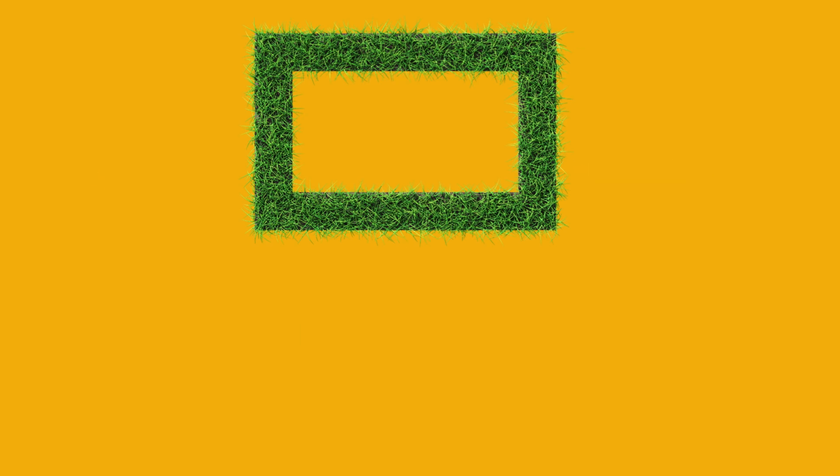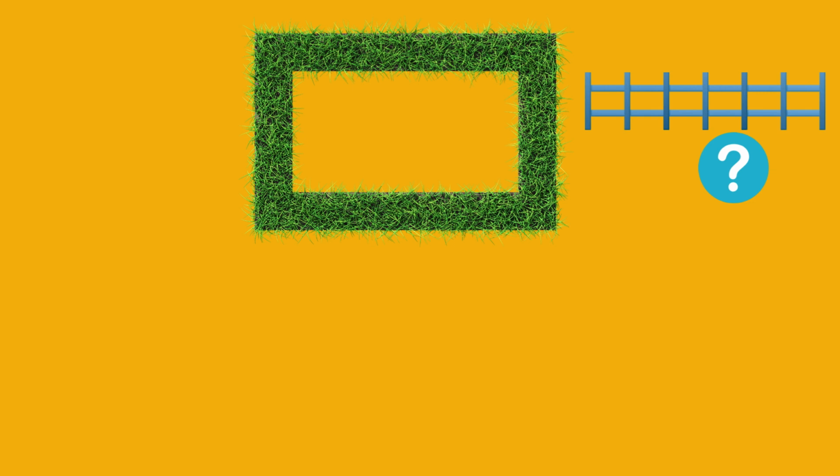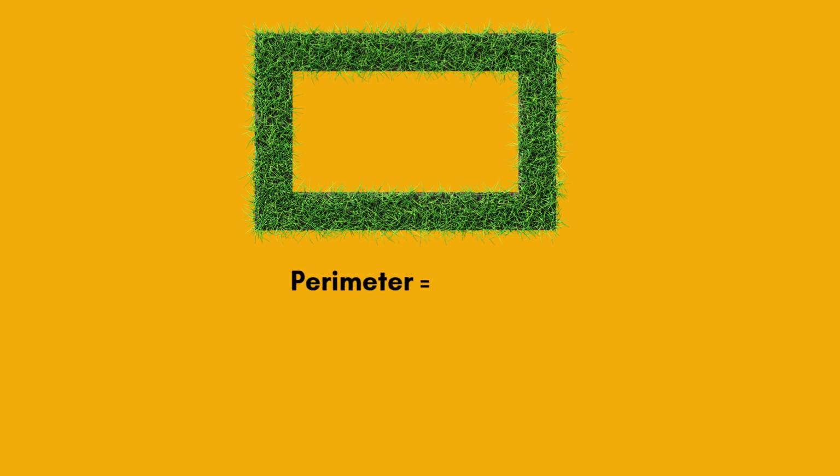Imagine we are building a fence around a rectangular garden. To find how much fencing we need, we use the perimeter formula. Perimeter equals 2 times length plus 2 times width. Right now, L and W are just placeholders.